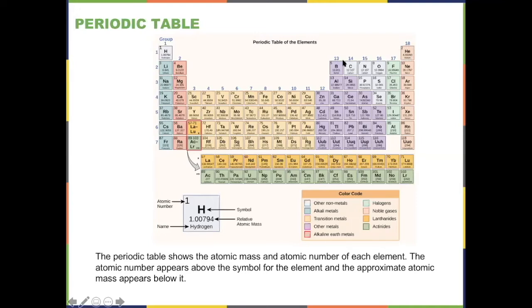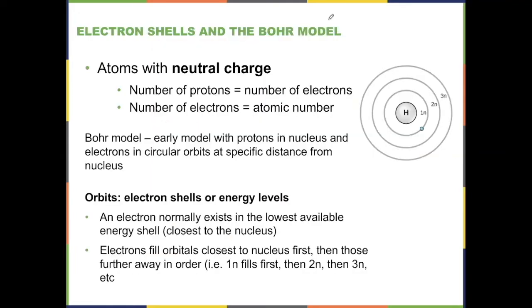Carbon here has 6 protons and 6 electrons to start out with. This number that exists below the symbol, again, is the average mass number for all the atoms of this particular element. All right, atoms that have a neutral charge have an equal number of protons in the center in the nucleus and electrons on the outside.